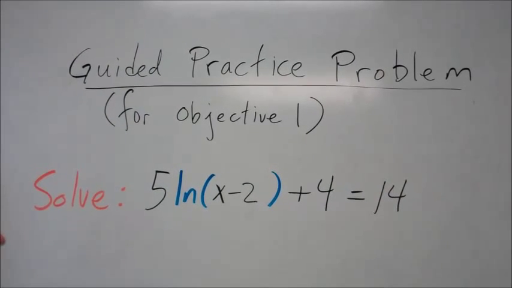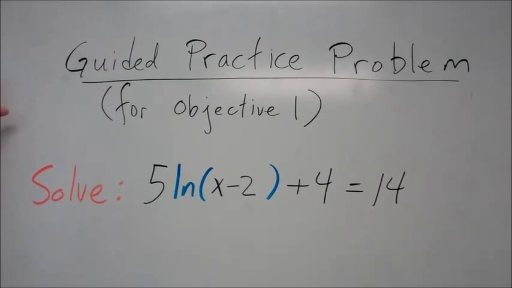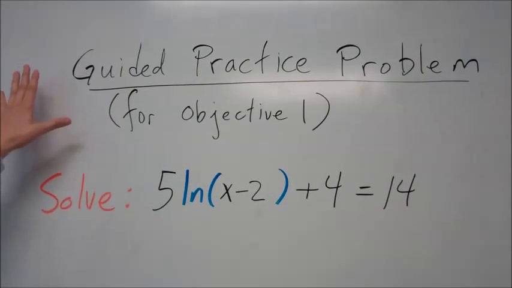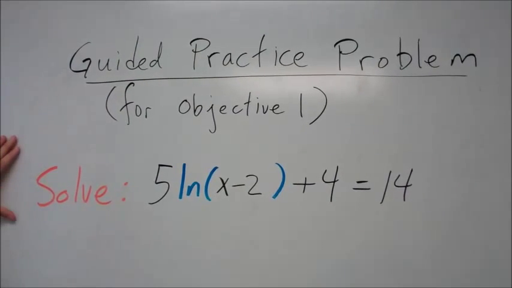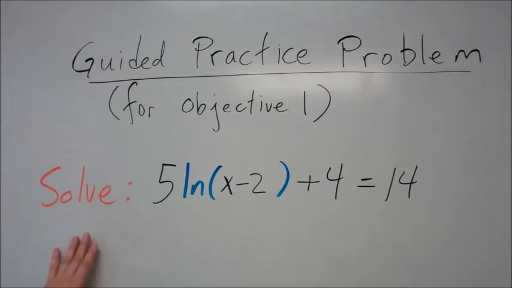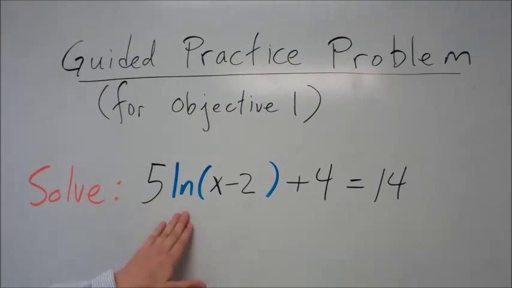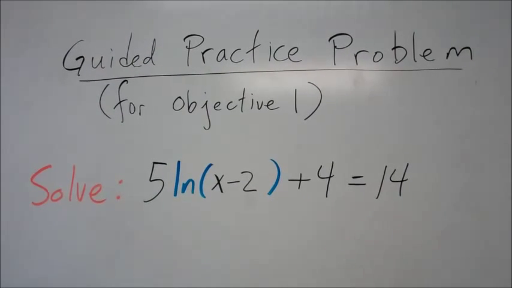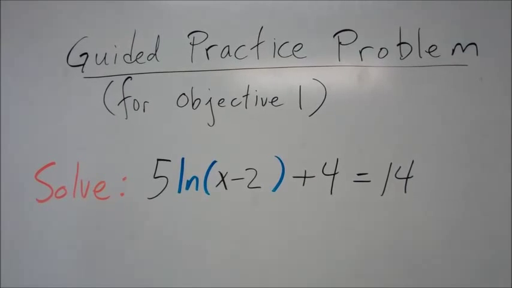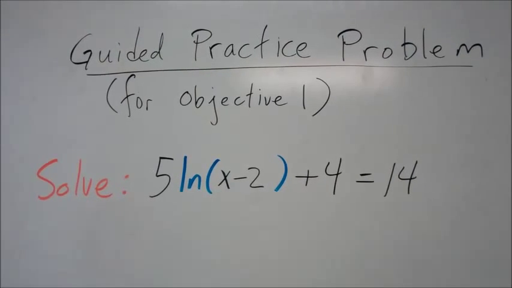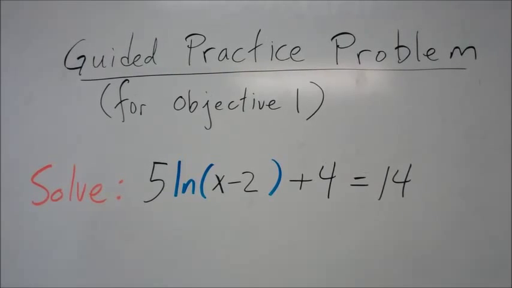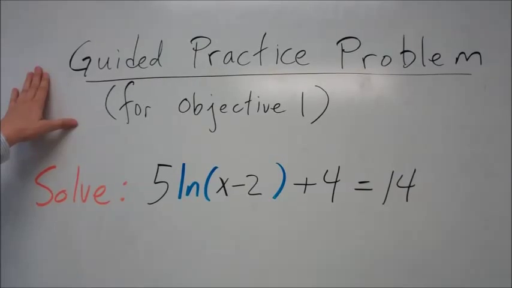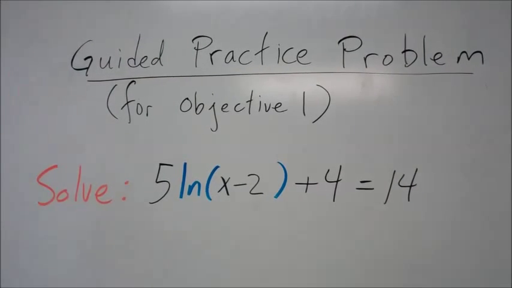Alright, now it's time for you to practice what we've just gone through, what you've just learned. This is a guided practice problem, so you should have a paper that helps you go through this solution process. Solve 5 times the natural logarithm of x minus 2 plus 4 equals 14 for x. Use algebraic solutions as we've just gone over. Find the exact solution. When you're done, look for the video going over the guided practice problem for objective 1 to assess how you've done.